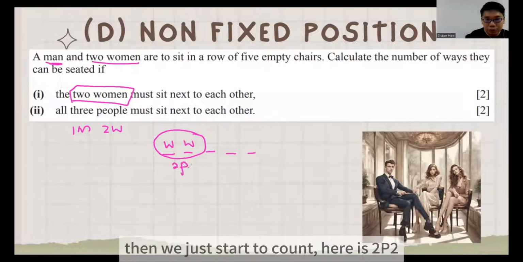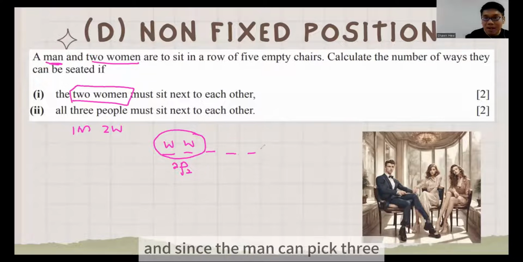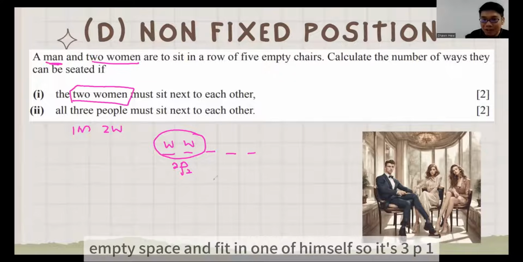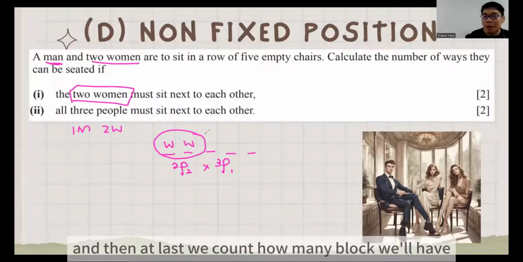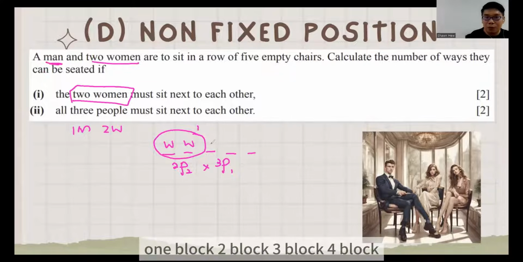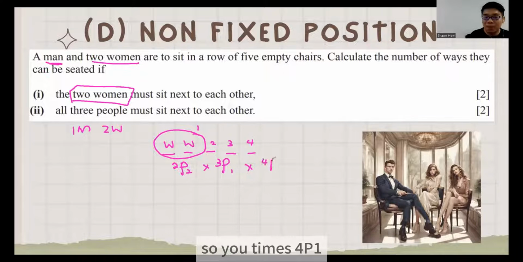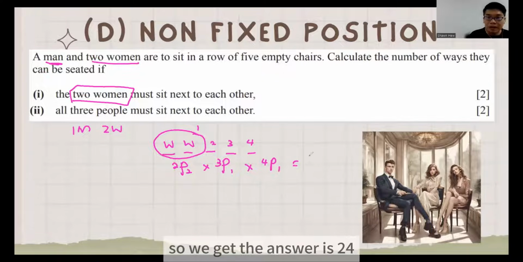So here is 2P2. And since the man can pick 3 empty spaces and fit himself in one of them, it's 3P1. And then at last, we count how many blocks we have: 1 block, 2 block, 3 block, 4 block. So directly times 4P1. So we get the answer is 24.